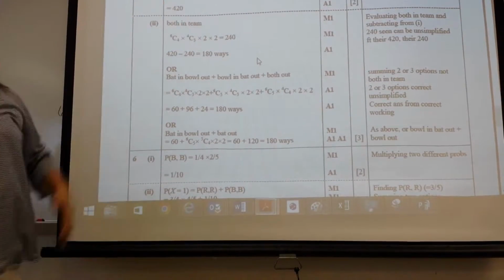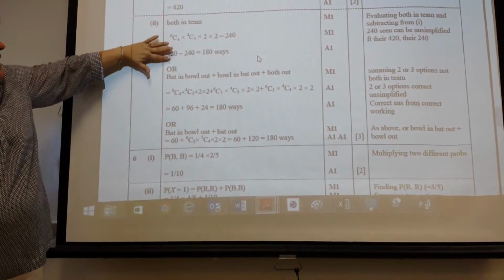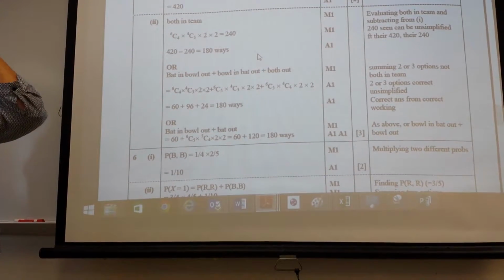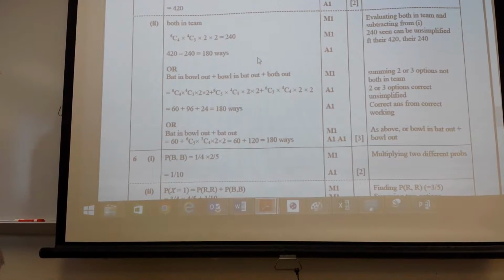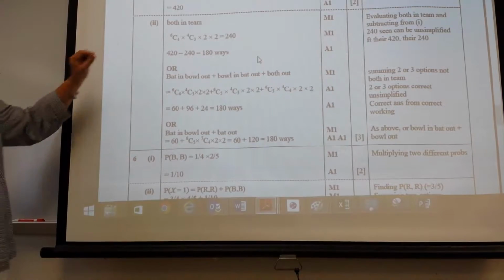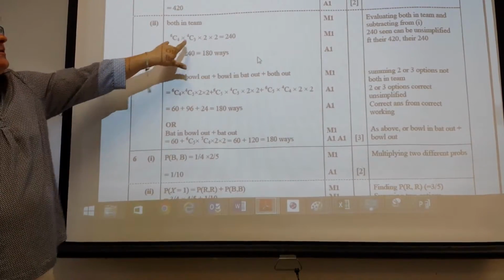Now, this is done this way, or it can be done this way, or it can be done this way. So there's 3 different ways to attack this problem. So the first way is to recognize that the first one is, these are taken into account.